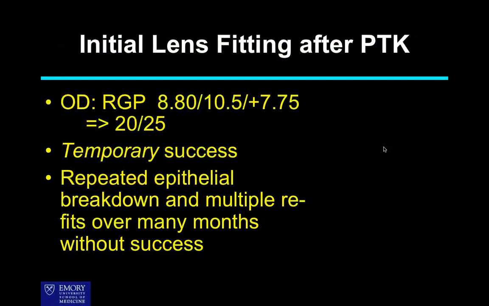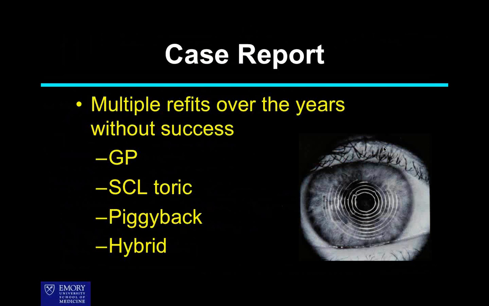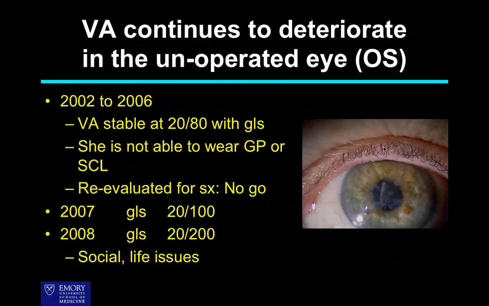Initially, I tried fitting her in a gas perm lens, 20/25 vision, temporary success, repeated epithelial breakdown, multiple refits over the years without success. I tried soft torics, piggyback, hybrid, different things. Then back in 2008, her vision continued to deteriorate, which is typical in corneal granular dystrophy. The vision goes down. It's a progressive condition which typically occurs in midlife or later.